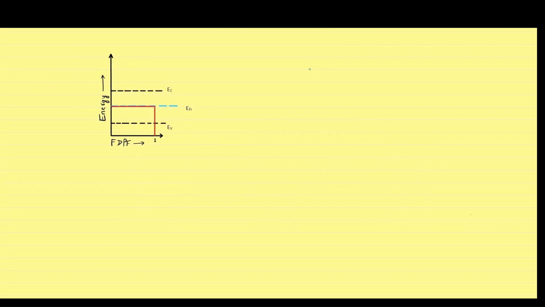Now, I have a question for you. Since you already know Fermi Dirac probability function is a probability function, then will the area of the graph of energy versus Fermi Dirac probability function value be equal to 1? Or simply tell, is this area equal to 1 or not? This area will not be equal to 1.